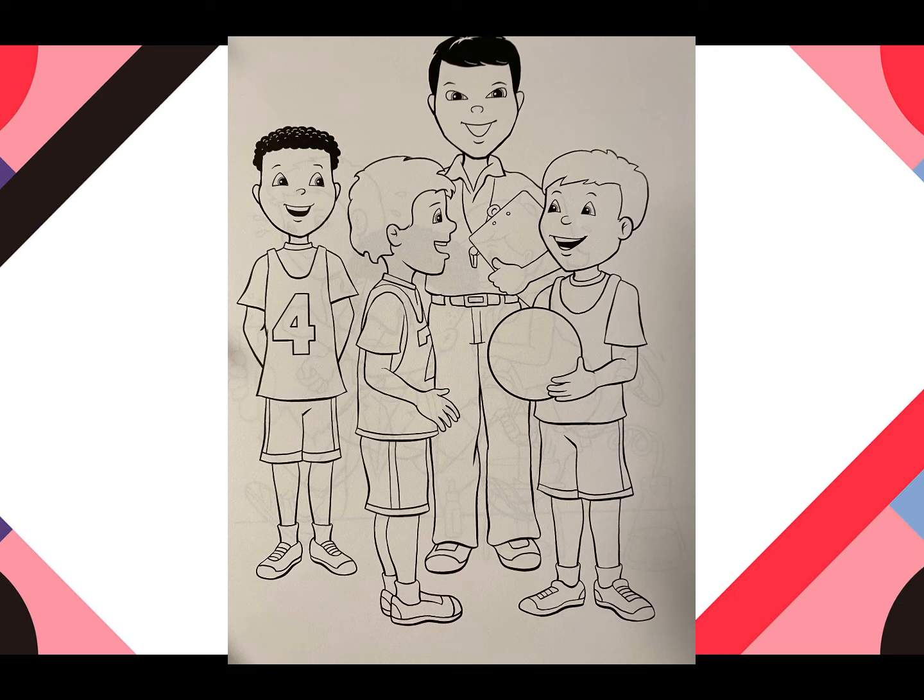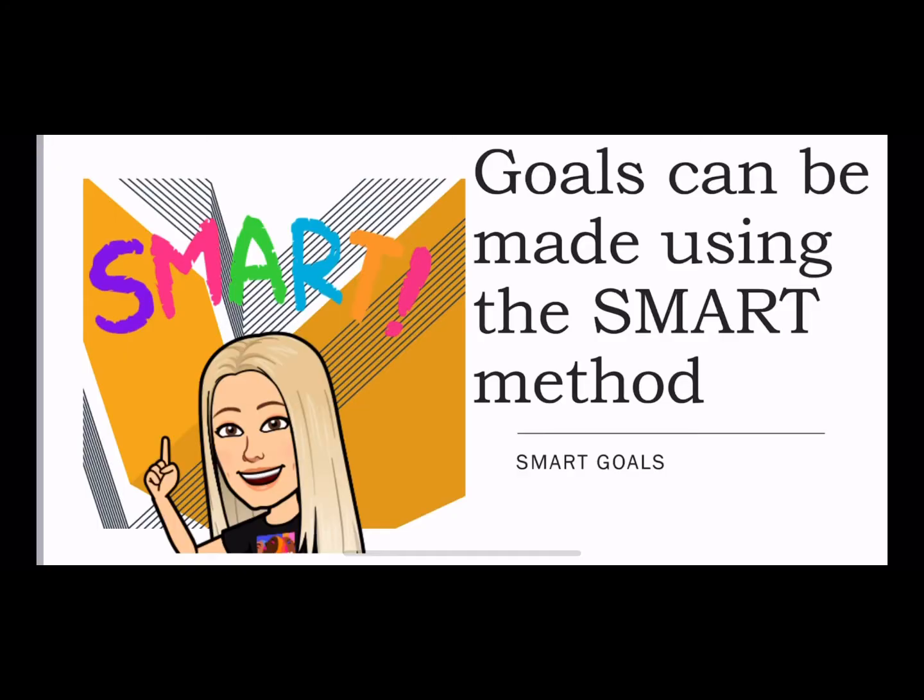Let's talk about this one together. If I were to guess the goal for the people in this picture, I would say that they are going to try to win a basketball game. And you might have thought of something different that could be their goal, and that's okay. When we talk about making a goal or setting a goal, we can use the SMART method. SMART.